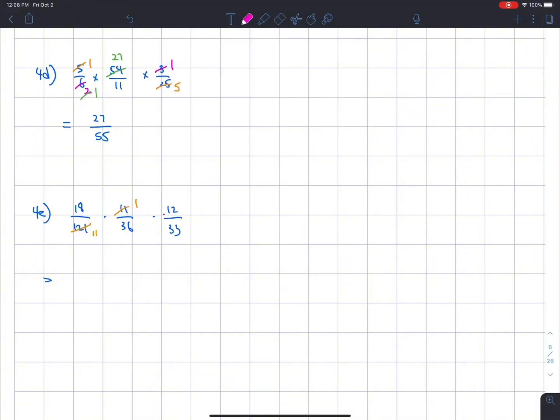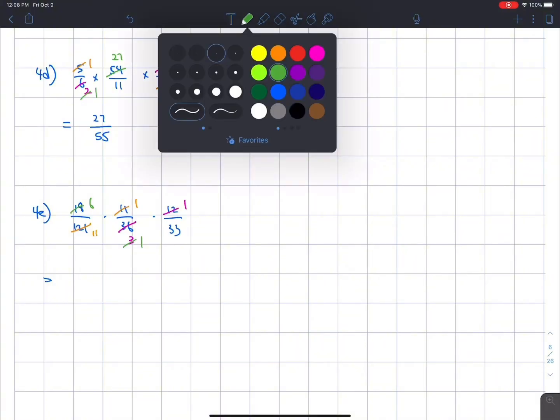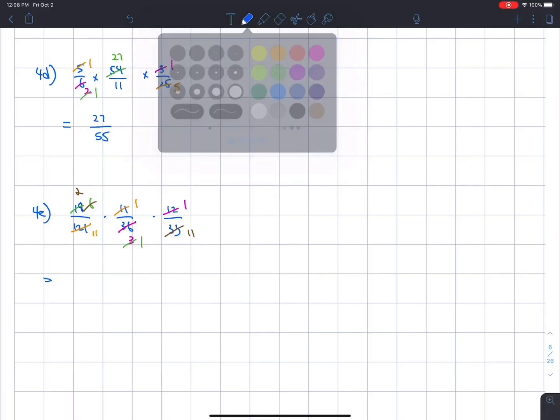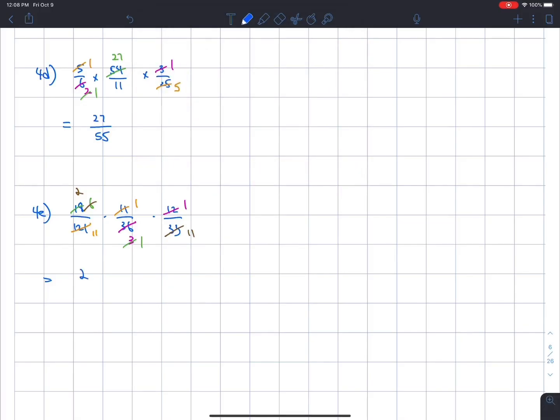Next, I will divide 12 by 12 to get 1, divide 36 by 12 to get 3. I can divide 3 by 3 to get 1, 18 by 3 to get 6. And I can divide 6 by 3 to get 2, 33 by 3 to get 11. So that will be my final answer. Numerator just 2 times 1 times 1, which is 2. Denominator 11 times 1 times 11. And 11 times 11, like I said, I memorized it already, is 121.